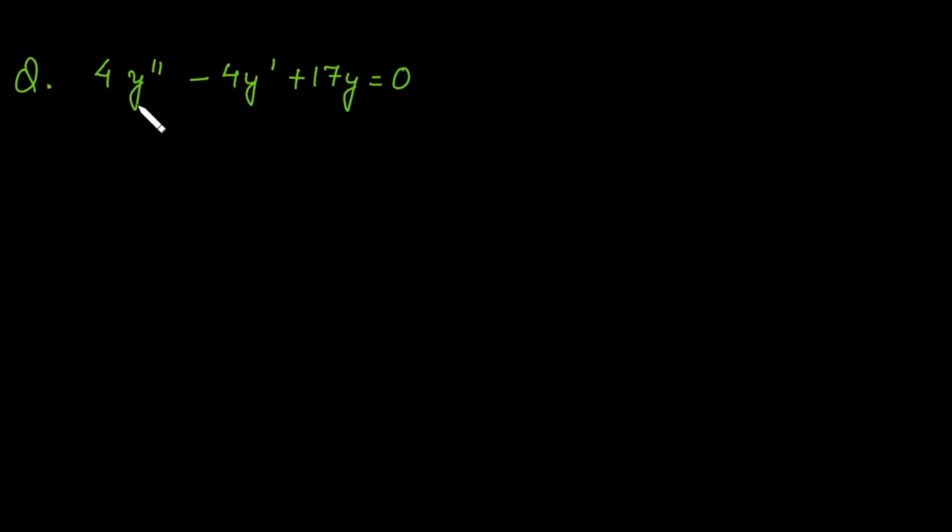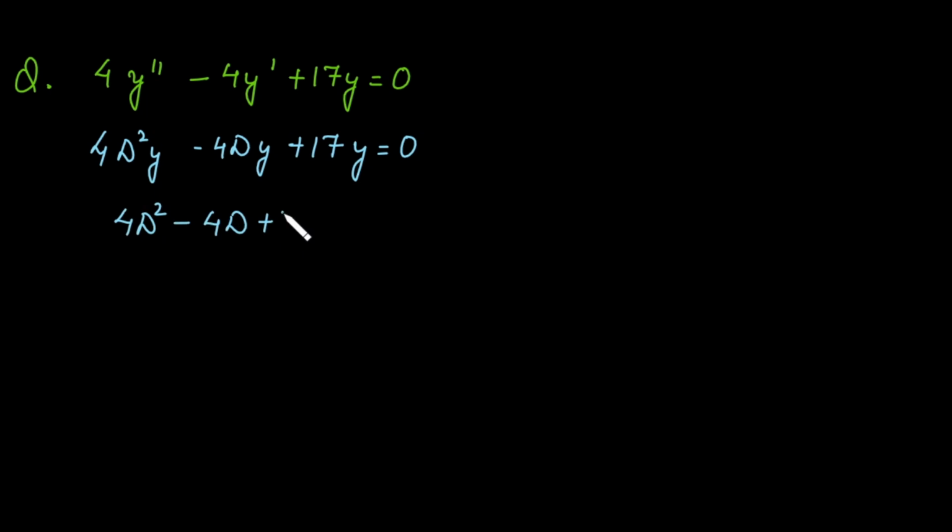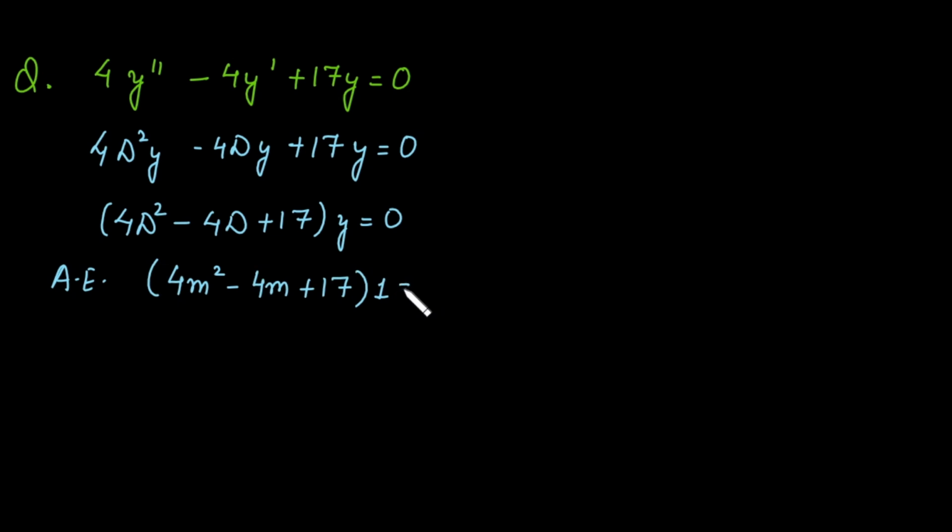So let's answer the next question. In the next question, the operator form is 4D square y minus 4Dy plus 17y is equal to 0. So take the coefficients of y, (4D square minus 4D plus 17) into y is equal to 0. So the auxiliary equation in this case is 4m square minus 4m plus 17, y is replaced by 1, is equal to 0. Now what are the roots in this case?